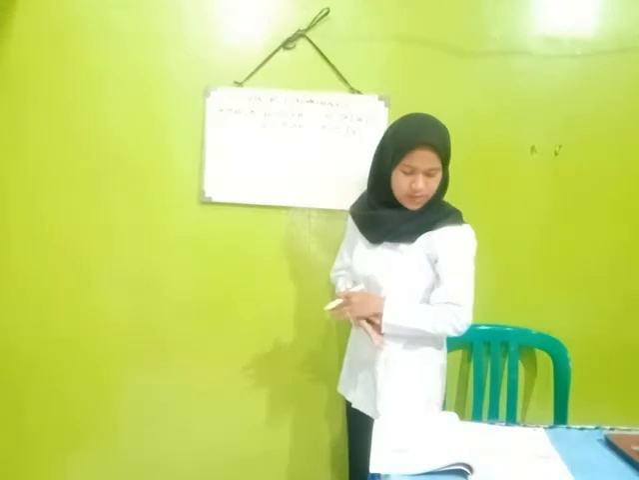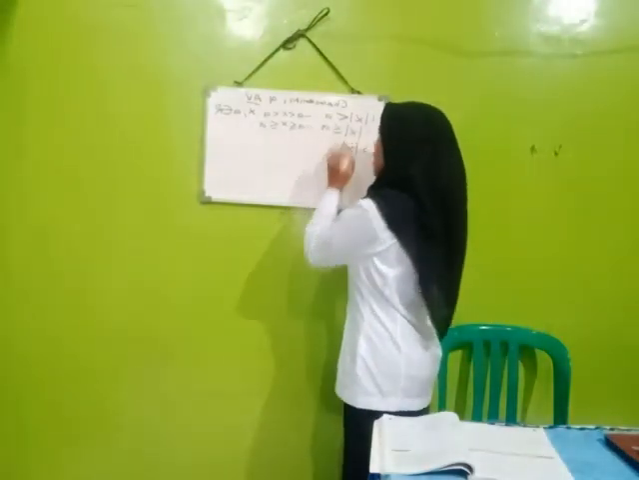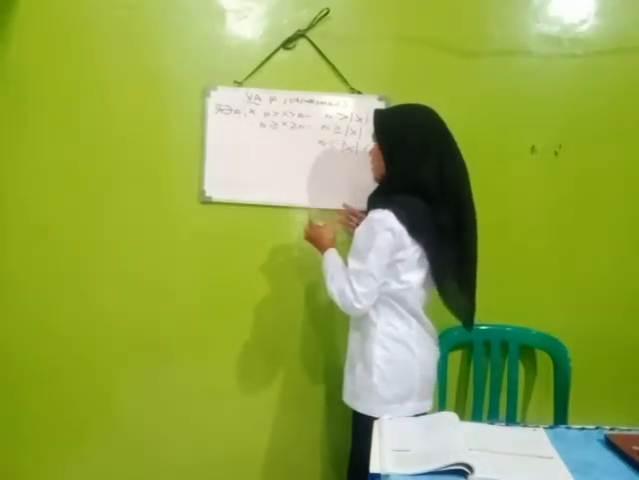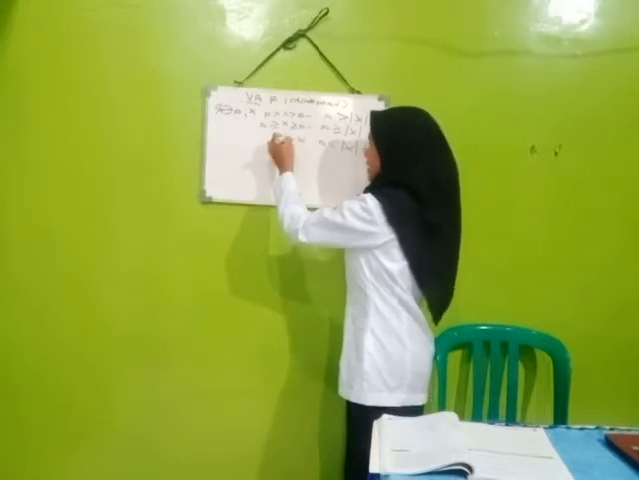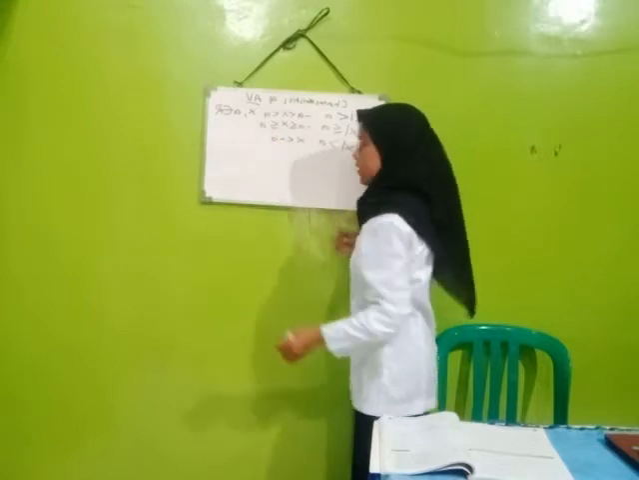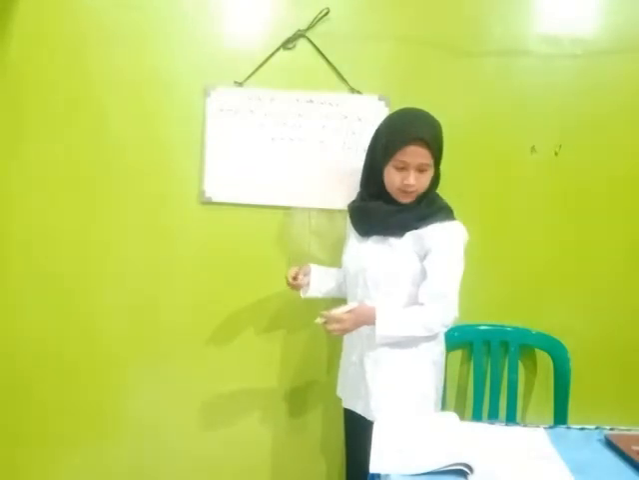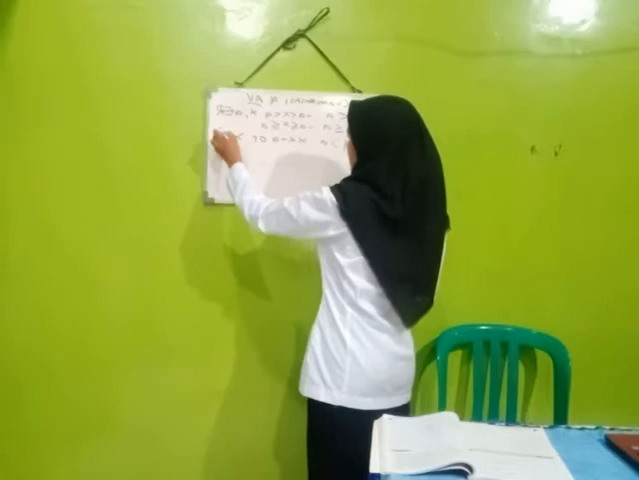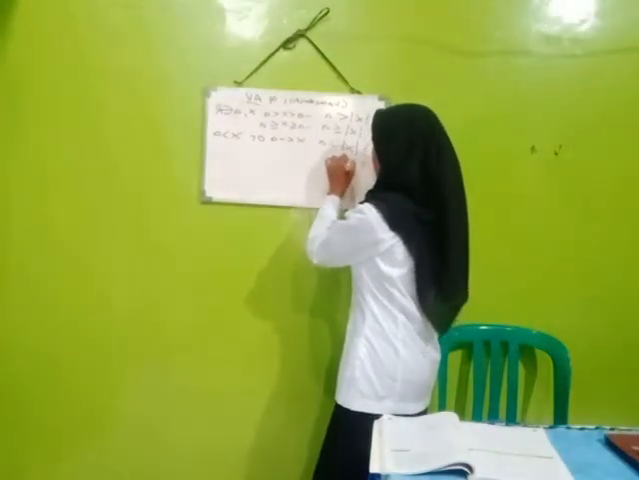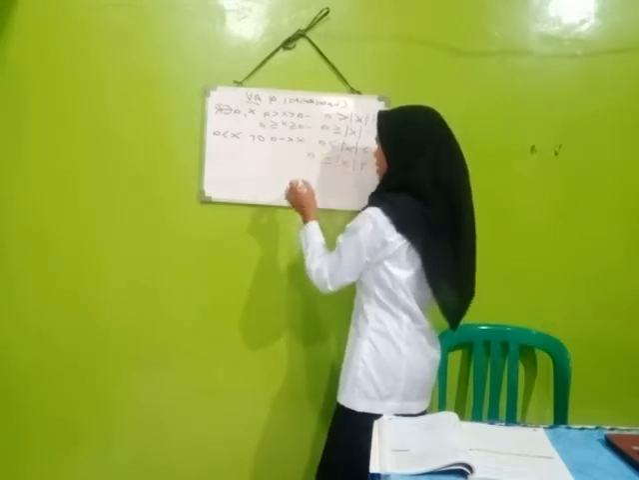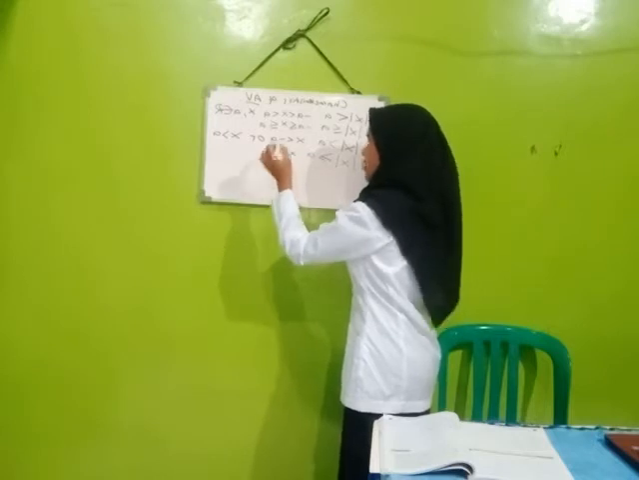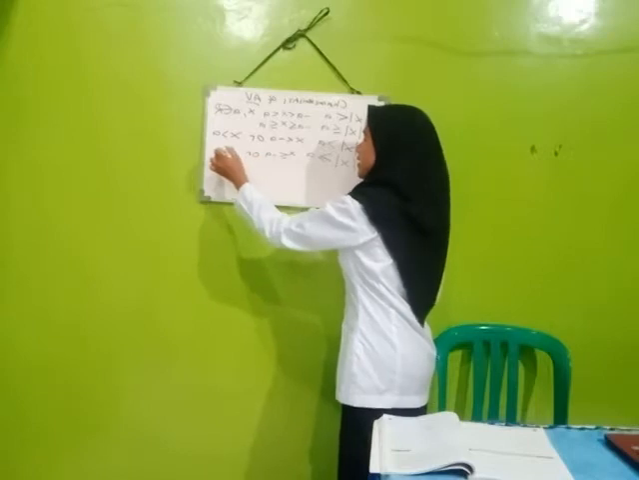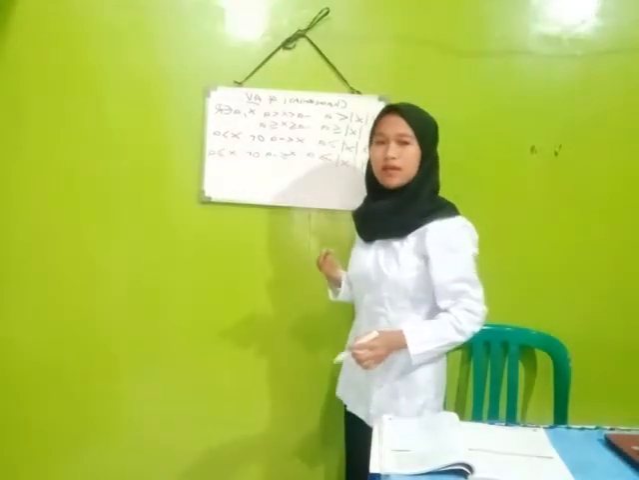And then next, if we have the absolute value of x more than a, then we have the result that x is less than minus a or x more than a, like this. And if the absolute value of x is more than or equal to a, then we have the result x less than or equal to minus a or x more than or equal to a. Just like that.